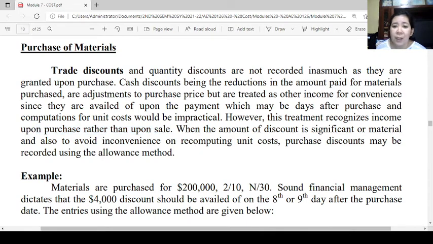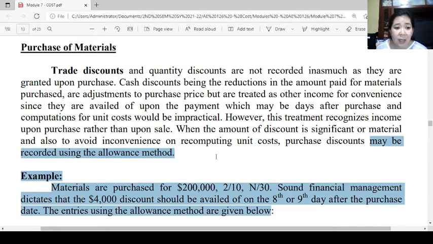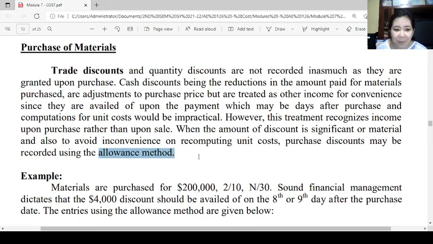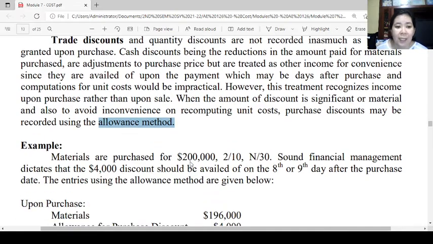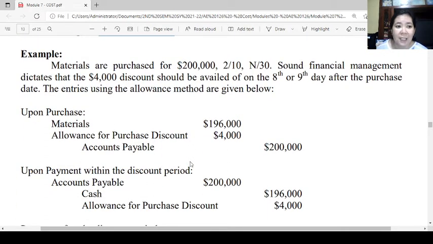Okay? And when the amount of discount is significant or material, to avoid inconvenience, normally the entity will recompute the unit cost. So that's impractical. That's why in these cases, to avoid inconvenience, the entity can use the allowance method. Okay? So that they will have one computation only of unit cost, irrespective of availing or not availing of the discounts.